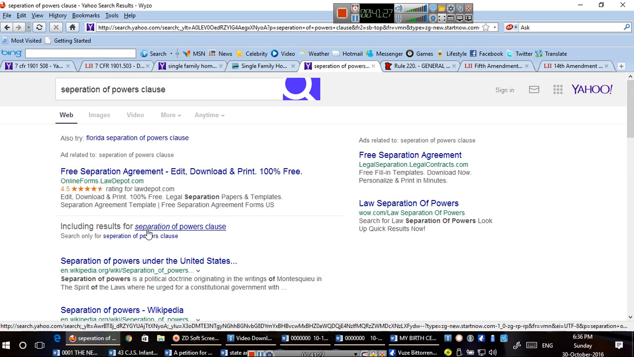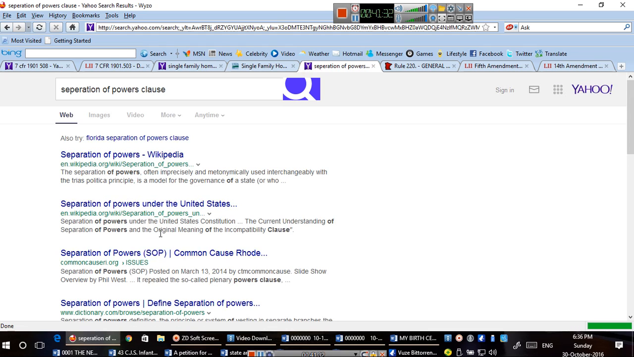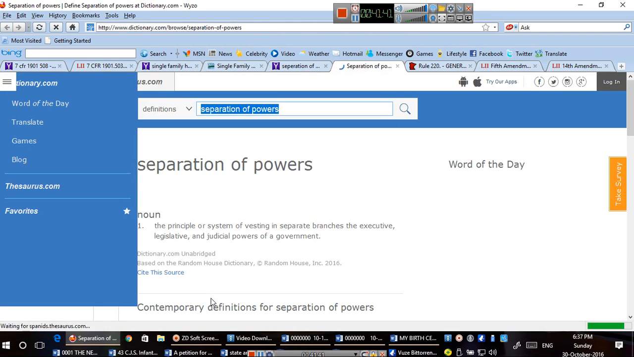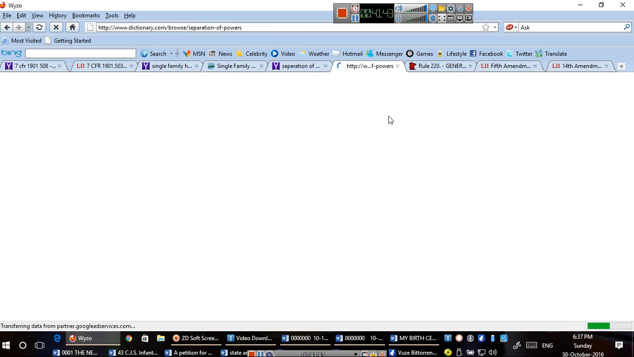Separation of powers clause. Yeah, I know I spelled it wrong. Let's do it this way. Okay, separation of powers. Now we got Wikipedia. Let's do the definition at dictionary.com so everybody can see it together. Can we look at it together?